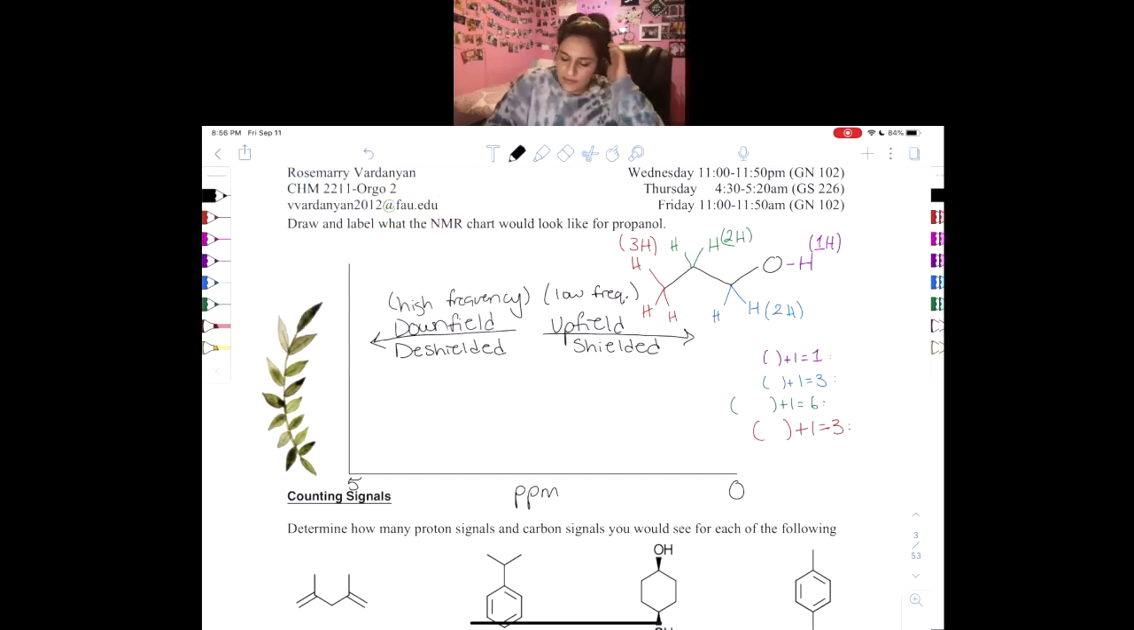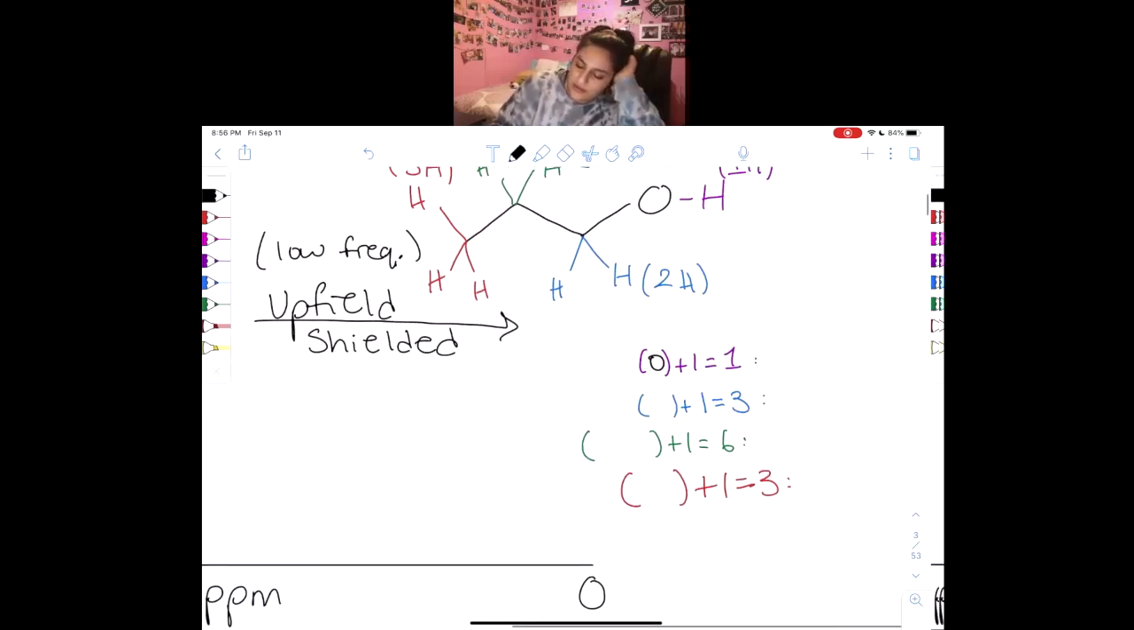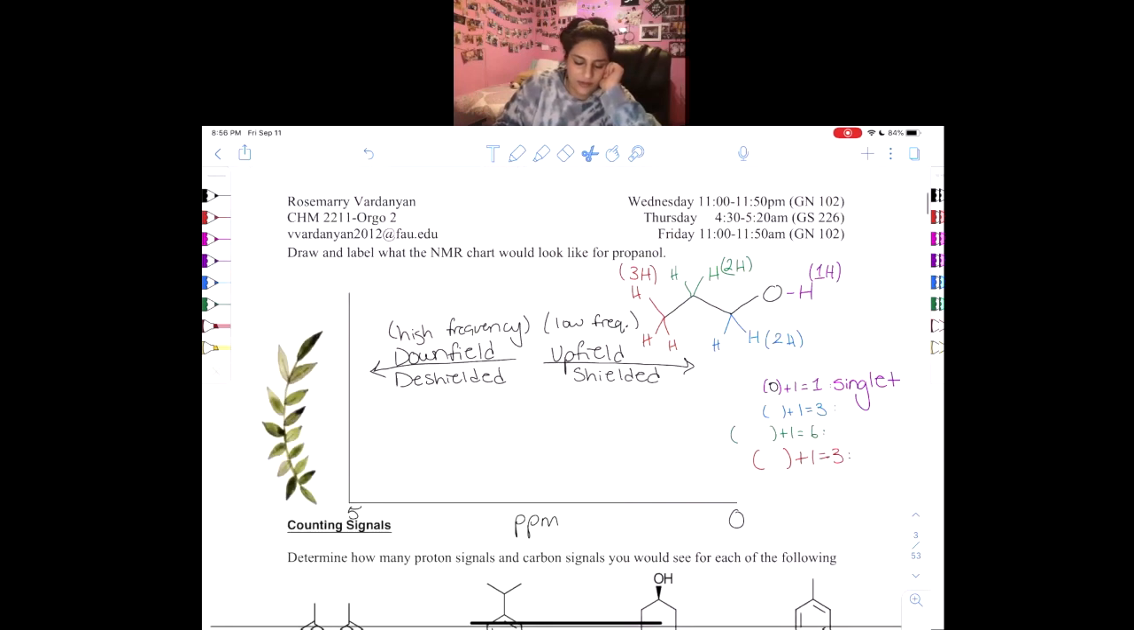So starting with the purple one, we know that it has 0 neighbors. It can't have any because of the heteroatom in the way. So 0 plus 1 gives us a singlet. And a singlet will look like just one little peak by itself. And 1H is the integration, so we are going to write that on top. But another way we can talk about integration, or rather show integration, is a little squiggly line like this. It'll make more sense once I do all the other ones.